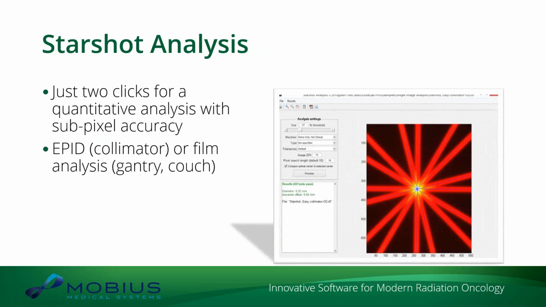Starshot Analysis, again, just 2 clicks for quantitative analysis with subpixel accuracy. This can be done with EPID collimator. A lot of times if you're doing an EPID Starshot, you have to take each image of each projection separately and add them together. There's a really nice utility in the software to add those together for you, very quick and very easy. And then for your gantry and your couch Starshots, you do need to use film, and we can of course analyze those too.